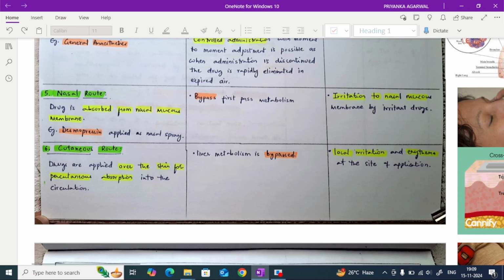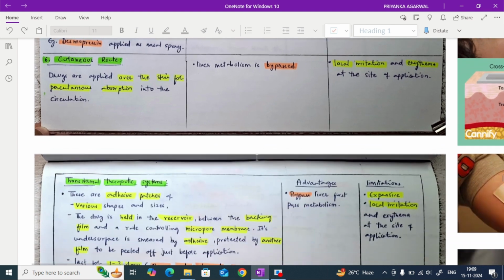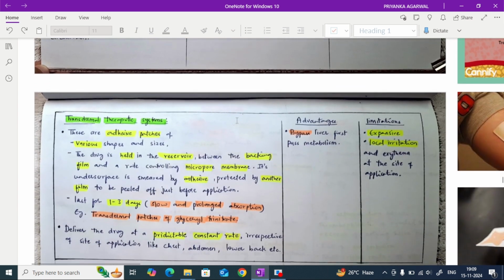So drugs are applied over the skin for percutaneous absorption. Percutaneous means through the skin. Okay, so percutaneous absorption into the circulation. So same point here, bypass liver first pass metabolism and local irritation and edema at the site of application. Okay, so we have something interesting here, that is transdermal therapeutic systems. So this again is a separate question. Okay, so what do you mean by transdermal therapeutic system?